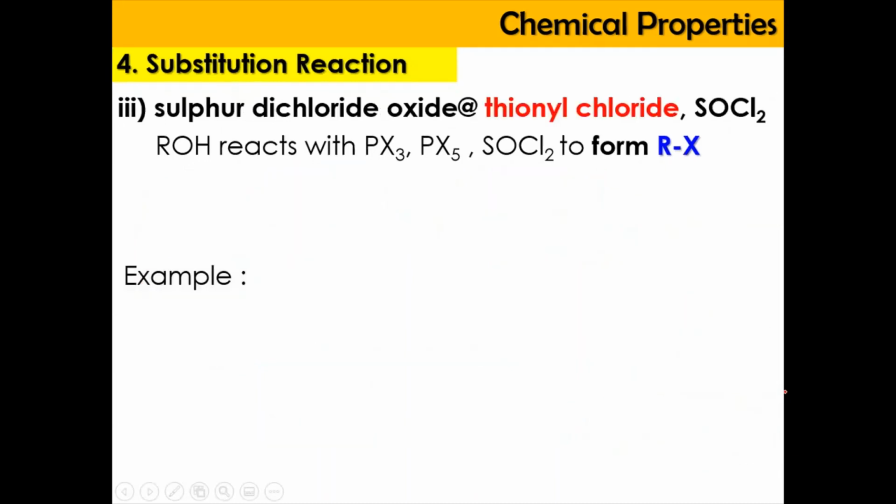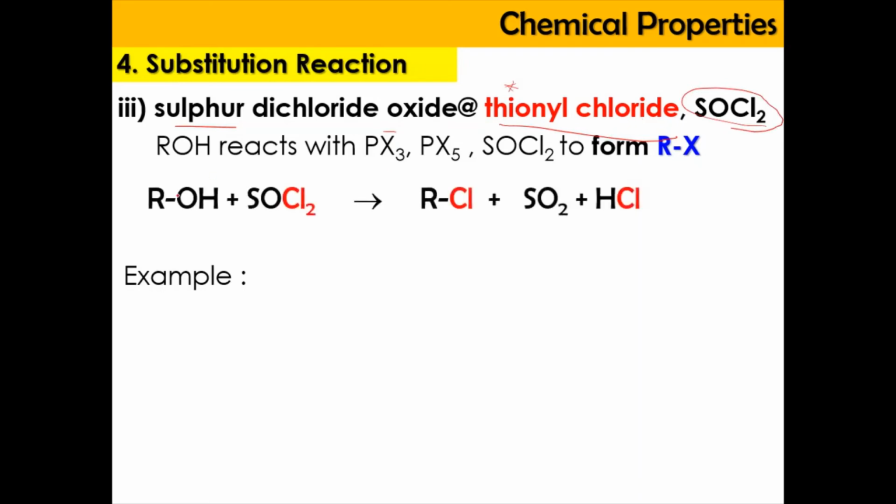Alright, now we're going to look into the third part of the substitution reaction, which is the reaction using sulfur dichloride oxide, or the other name is thionyl chloride. So it is important for you to know this, and this is indicated by the structure SOCl2. So alcohol can react with this thionyl chloride, and OH here is going to be replaced with Cl. Okay, and this is going to produce a haloalkane, as well as sulfur dioxide and HCl. Okay, and this happens in the presence of pyridine as the solvent. So pyridine here is compulsory to write.